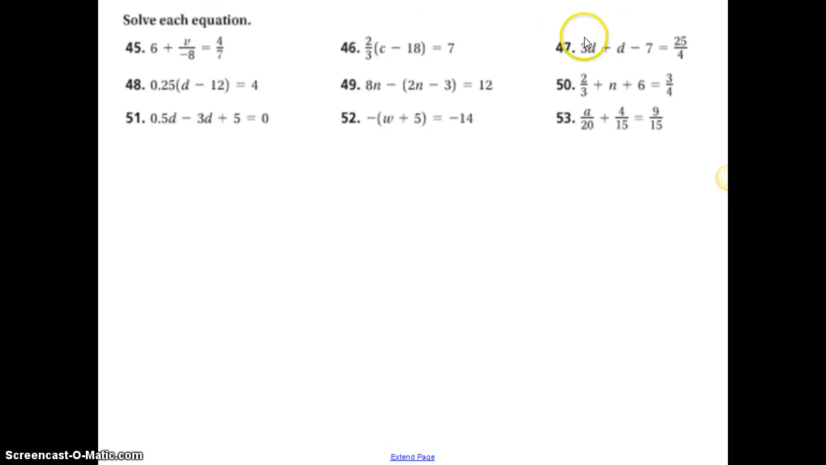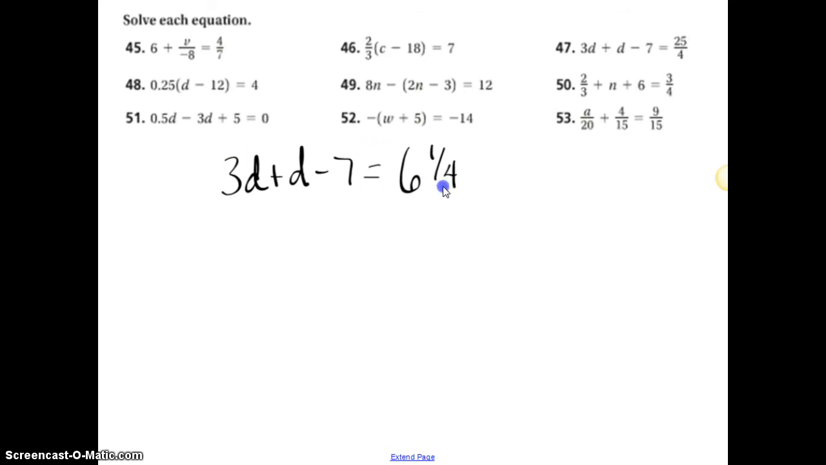All right, let's look at 47. This one I'm really, well, maybe I will. Okay. We've got 3d plus d minus 7 equals 25 fourths. This one, so just every time you're going to have to think, okay, is there a different process that I would use here? Same basic thought process, but let's do this. 25 fourths. If you had 25 quarters in your pocket, how much money would you have? You would have $6.25. So I'm going to write 6 1/4.